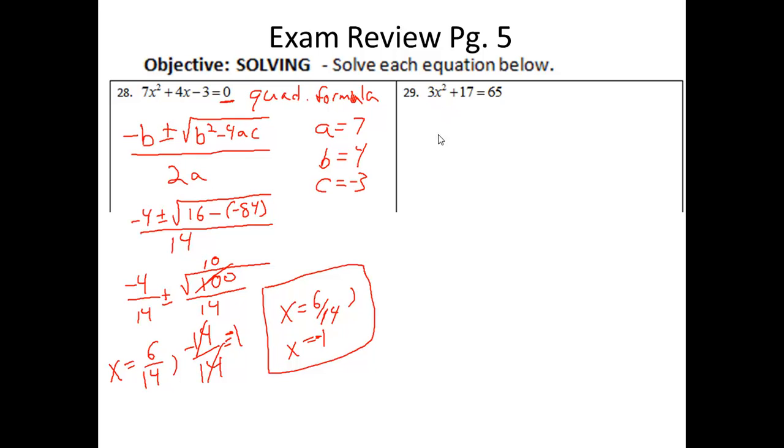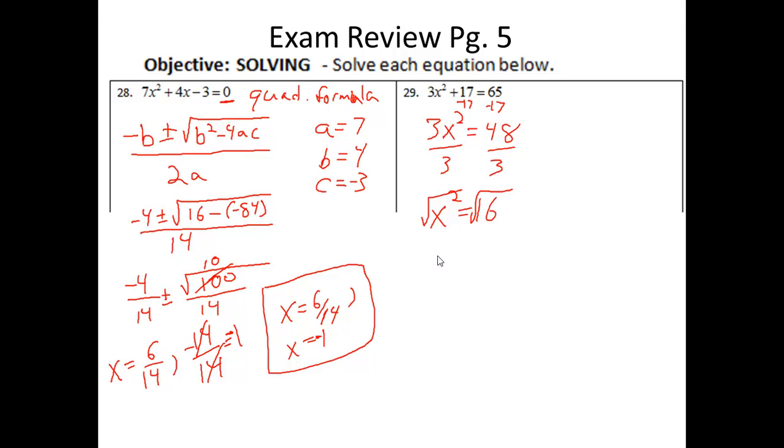So number 29, we have 3x squared plus 17 equals 65. What we're going to do is subtract 17 from both sides. 3x squared equals 48. Then we're going to divide by 3. We have x squared is equal to 16. Now what we can do here is take the square root of both sides.